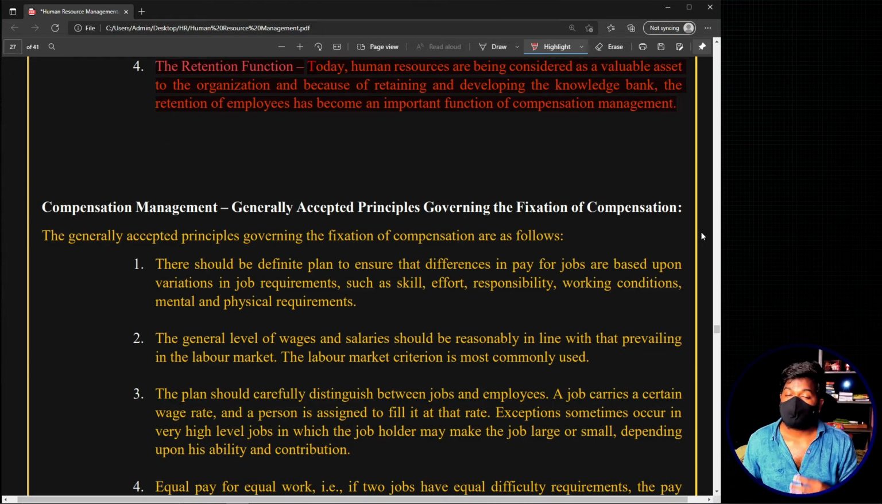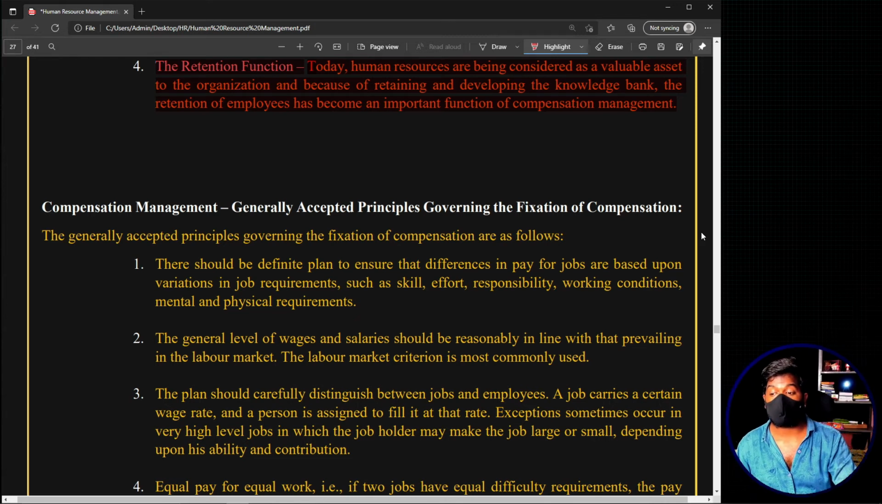Okay, so next let's move to the topic called the principles governing the fixation of compensation. That means, in simple terms, in organizations there are certain principles that the organization has to keep in mind and follow while doing wage fixation or salary fixation or compensation fixation. See, this is a theoretical concept. It is not important that you remember all the principles. Basically there are 12 principles, and it is not mandatory that you remember each and everything, but it is useful if you have a basic understanding of all these principles.